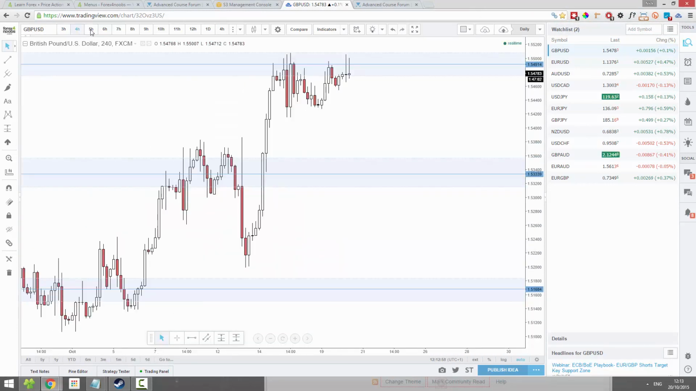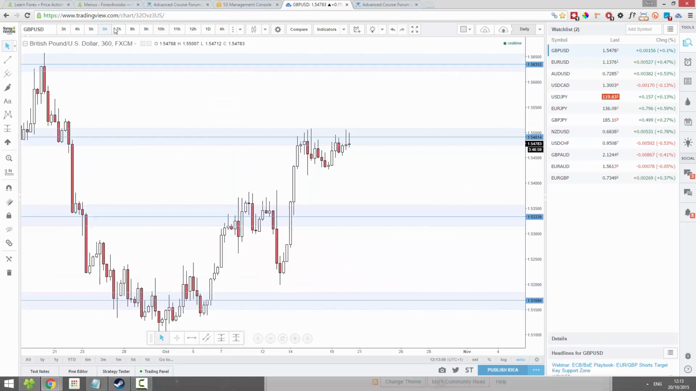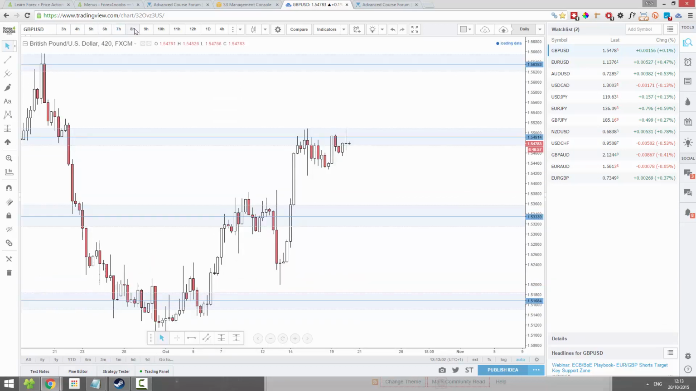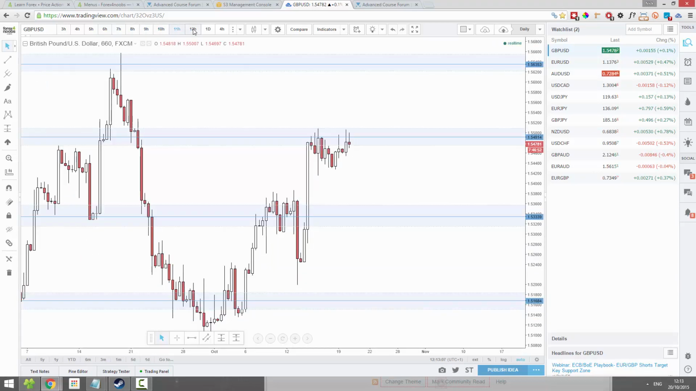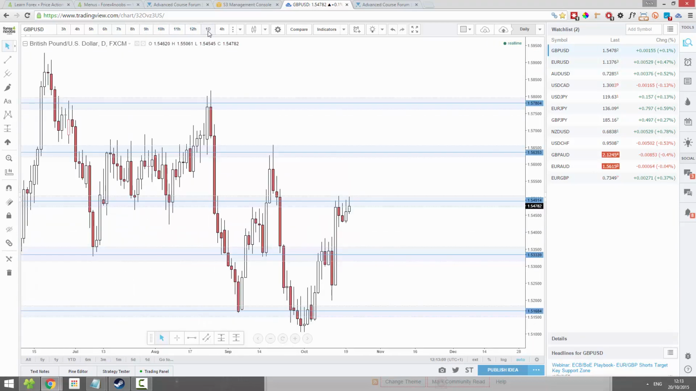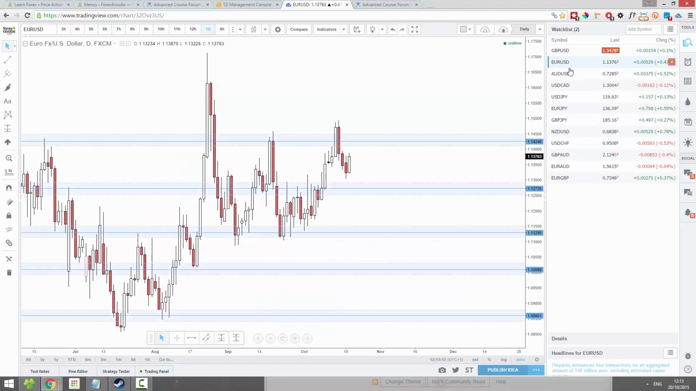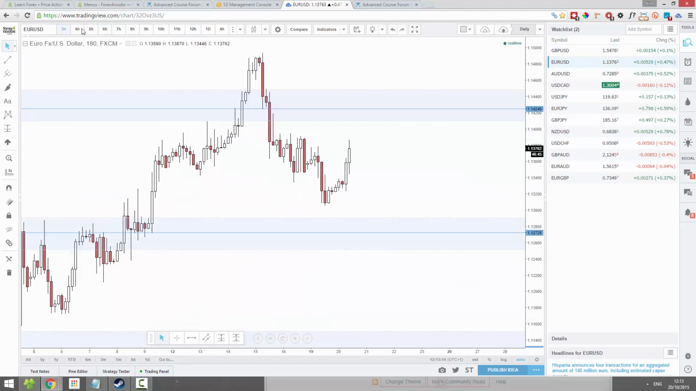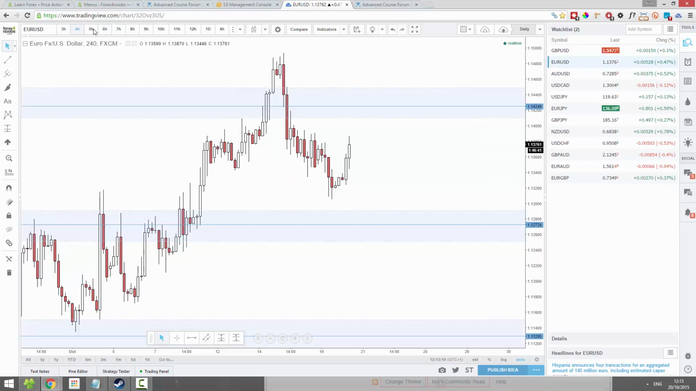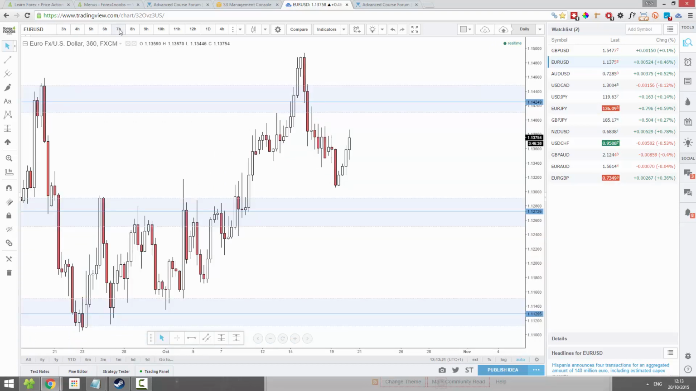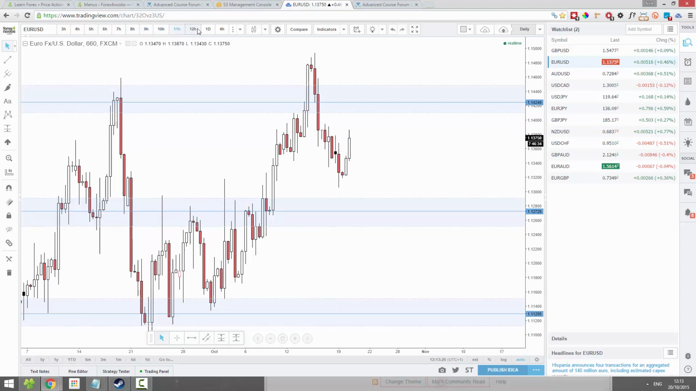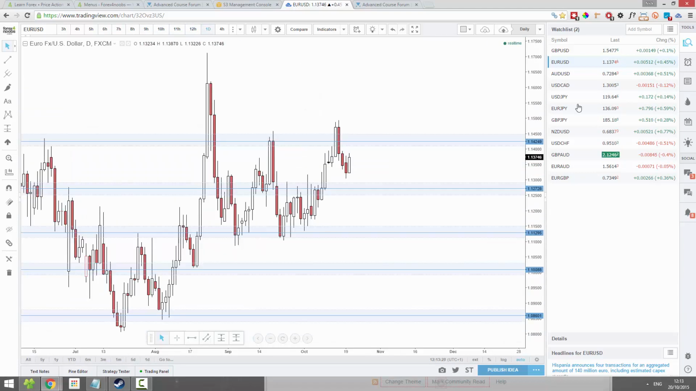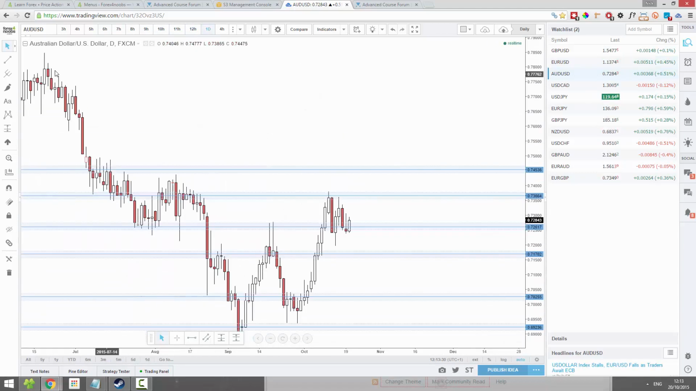3 hour, 4 hour, 5, 6, 7, 8, 9, 10, 11, 12, and daily, and nothing really forming on GBP/USD right now. This is pretty normal for Tuesday though. Tuesday, at least at the start of the day, is pretty slow generally. Nothing much happening on EUR/USD. Nothing really worth trading anyway. Let's check out AUD/USD.